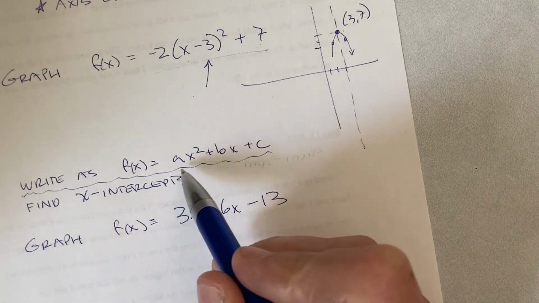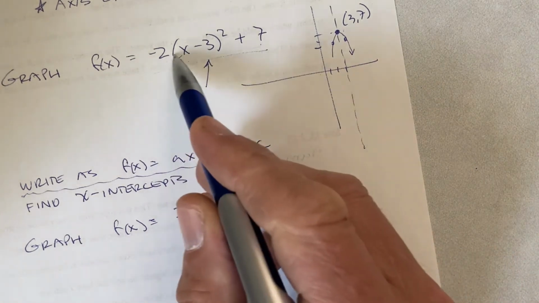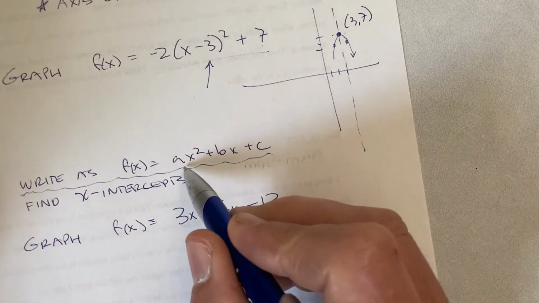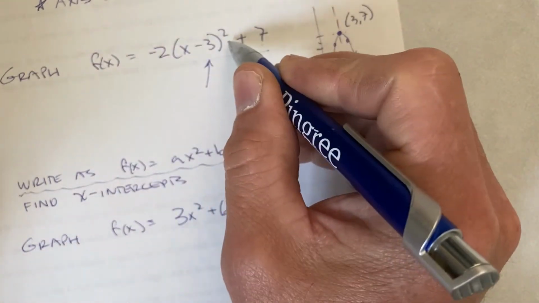Again, unfortunately, the book will call this standard form, and they just don't call this anything, I think. But we're going to write it in ax squared plus bx plus c form. And so all we do is we FOIL this out.